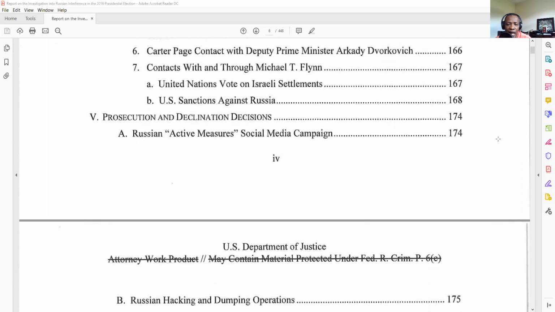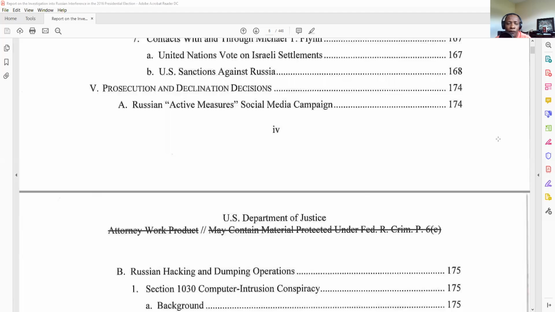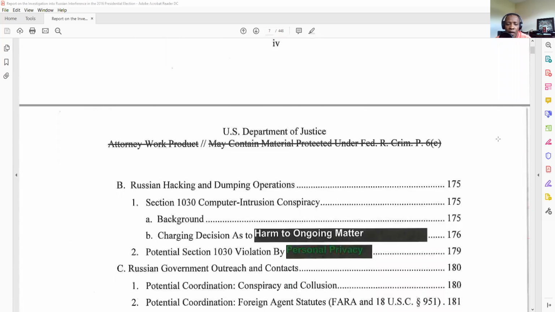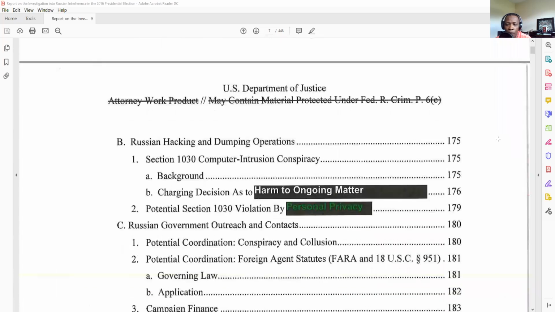U.S. sanctions against Russia. 5. Prosecution and declination decisions. Russia active measure social media campaign. B. Russian hacking and dumping operations.